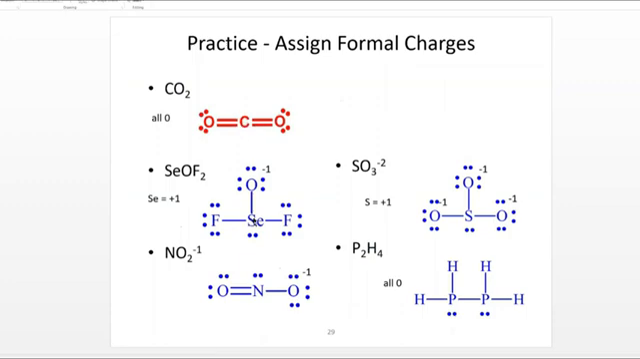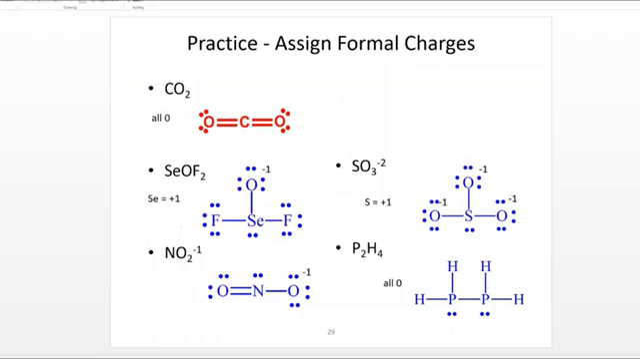In this case for selenium, selenium is just like oxygen, where it's 6. So 6 minus the dots, 2 dots, makes it 4, minus 3 lines. So plus 1. Selenium is plus 1. The oxygen on the top, you have 6 minus 6 dots minus 1 line. So minus 1. Very easy to do. That's basically how you figure out formal charge.